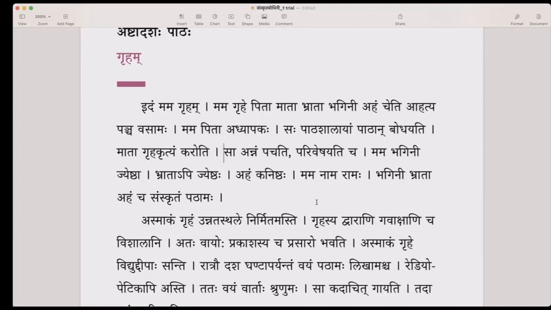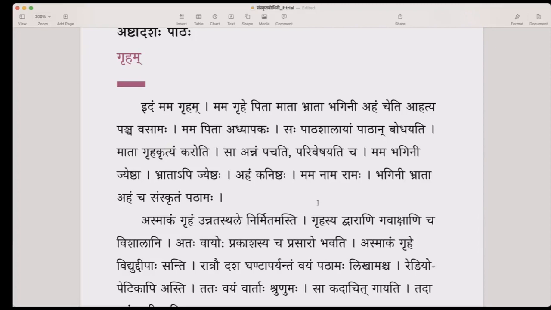Next. Sa annam pachati parivesyati cha. Annam is food. Pachati has a lot of things behind it. You can say cooks, that is enough. Cooking for myself, cooking for others and all.